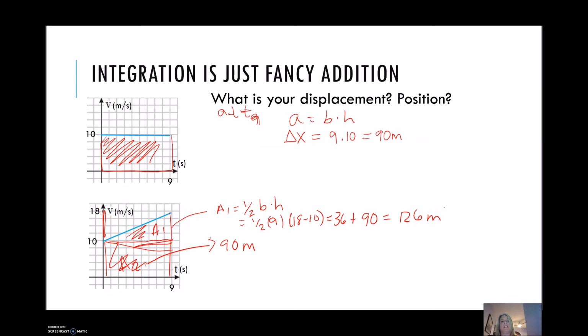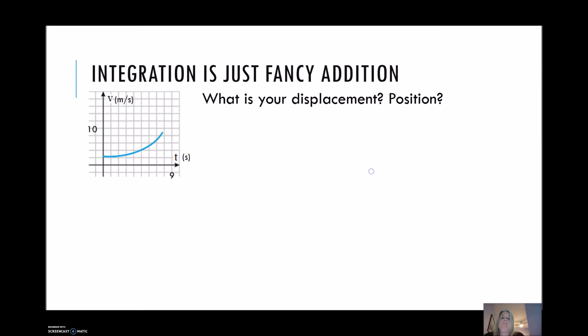So there's our displacement. Again, that's the displacement, or a change in position. But it is not my final position because I don't know where I started. So there's a limit when we do areas, in that we have to know where we started.